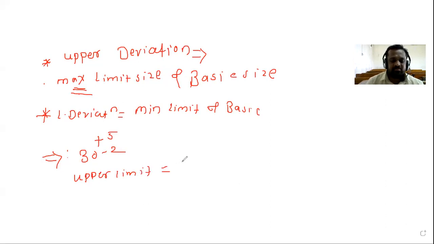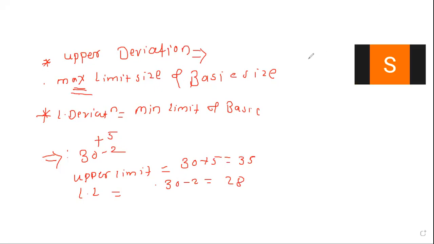Yes, 30 plus 5, 30 plus 5 is equal to 35. Then what is the lower limit? What is the lower limit? 30 minus 2, it is 28. Okay, yes or no? Yes. Then we have to find out the deviations.